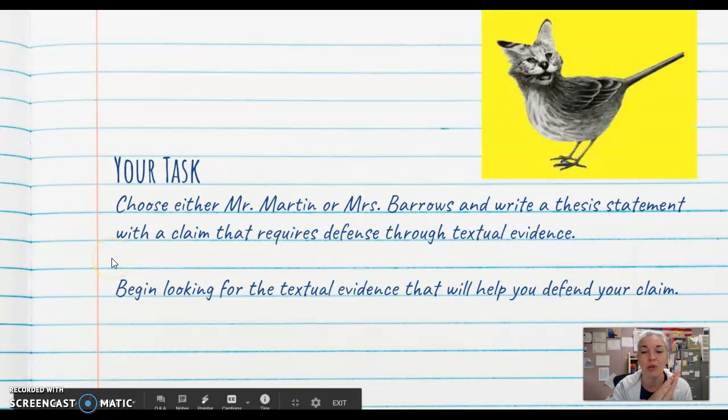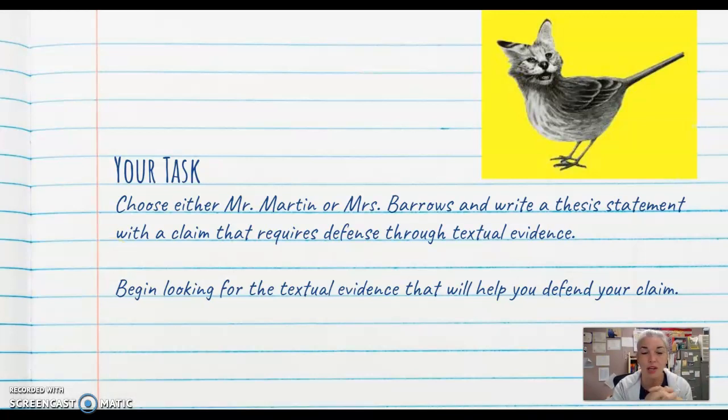So then we broke into small groups of 3 or 4 people in breakout rooms, and in those groups, the groups chose either Mr. Martin or Mrs. Barrows and talked about a thesis statement or a claim about either of those characters, and obviously the claim would require defense through textual evidence. And then also I suggested that groups could begin looking for the textual evidence that would help you defend your claim. And so that was pretty much the bulk of class.